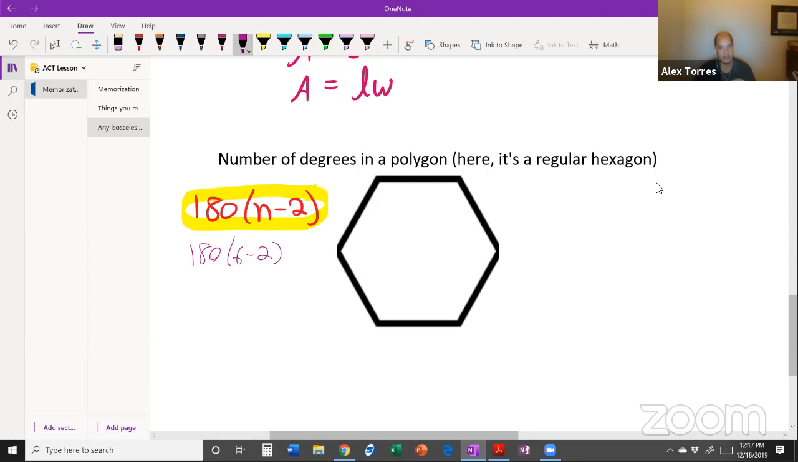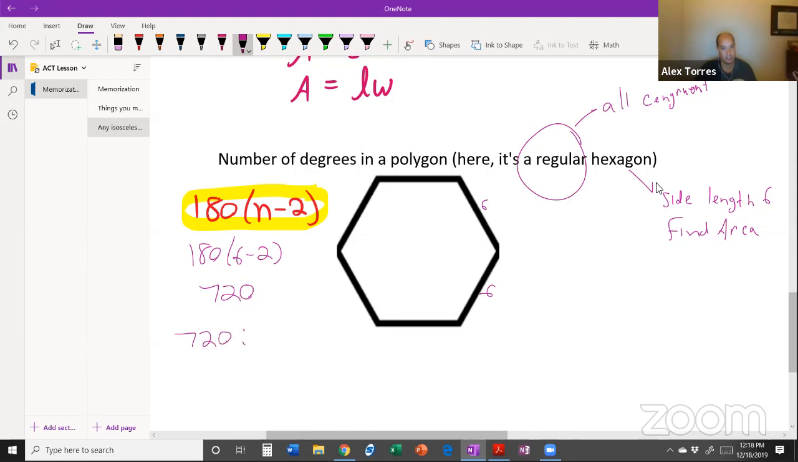So let's say we have a hexagon with a side length of 6. So each of these sides is 6. And we're being asked for the area once again. So the total number of degrees, 180 times 6 minus 2, 180 times 4 is 720. Regular is the idea that all the angles and all the sides are congruent, so it has a nice symmetrical shape. So we can take 720 divided by 6 and see that each of these interior angles is 120.